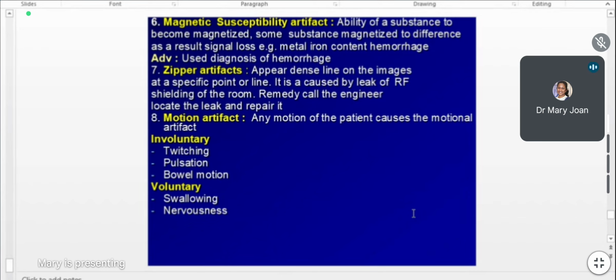And zipper artifacts appear as dense lines on the images at a specific point or line. It is caused by a leak of the RF shielding of the room. Remedy: call the engineer, locate the leak and repair it.